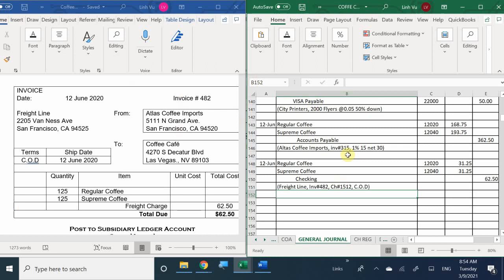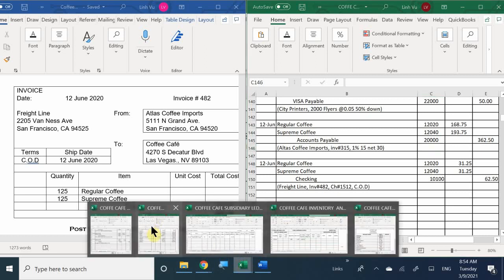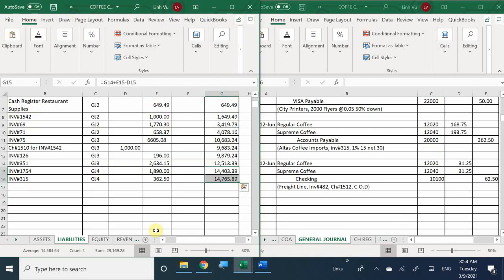All right, so now that we completed the journal, we got the 6250, the 31.25. Oh, I didn't even put the checking number, 10100. I didn't even put accounts payable either, 20000. Perfect. Now that I've entered my journal, I'm going to go straight to my ledger. First things first, we're going to go right back into the regular coffee and the supreme coffee.